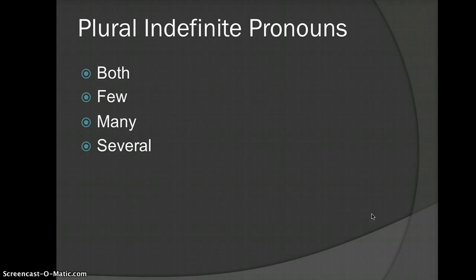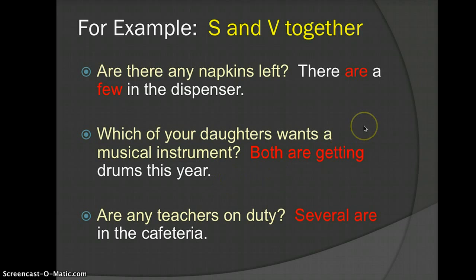The second group of pronouns are your plural indefinite pronouns. This is common sense. Both, few, many, and several are all talking about more than one. Whenever these words are your subject, your verb will not have an S. Here are some examples.